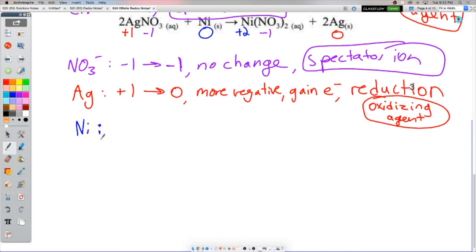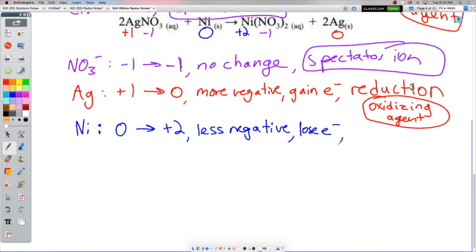Okay, finally, nickel. By process of elimination, you can probably figure out what nickel is going to be here, but let's go through it for the sake of practice. Nickel went from 0, and it ended up with a charge of +2. Now picture your number line. Is that going away from the negatives or towards them? That's going away from them, so that is less negative. To get less negative, what do you have to do? If you want to get less negative in your life, do you have to get rid of negative stuff or add more? You've got to get rid of it. To get less negative, you've got to lose electrons.